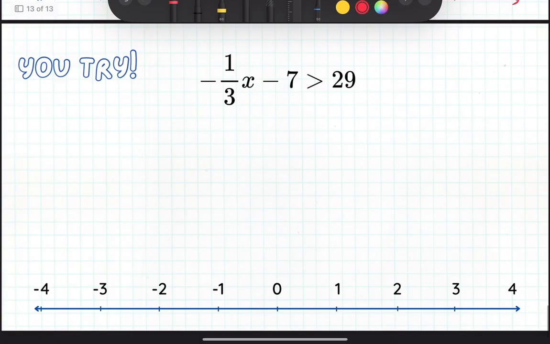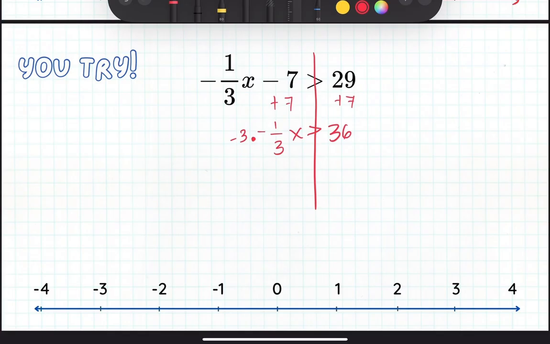So try this problem out, and when you're ready, unpause the video and let's work on it together. The first thing we're going to do is add 7. And so we're left with -1 over 3x is less than 36. And now here, I'm going to do the same thing as I did before, where I multiply by my denominator. Here my denominator is 3, and I'm going to multiply by -3 because that negative sign is there.